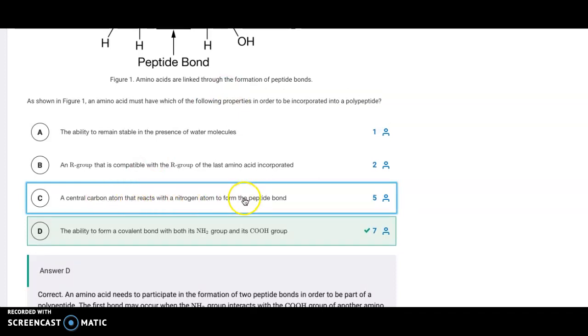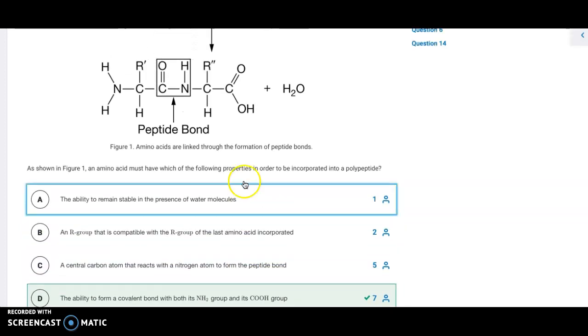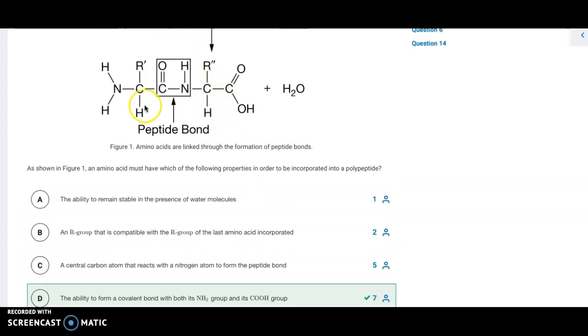The central carbon doesn't react with the nitrogen to form the peptide bond. The central carbons are here, and here. So this is, again, structure function. You should be able to draw out what a polypeptide looks like. You should be able to kind of maybe even diagram how a new polypeptide would come in. I would be able to do that for each of the major macromolecules.